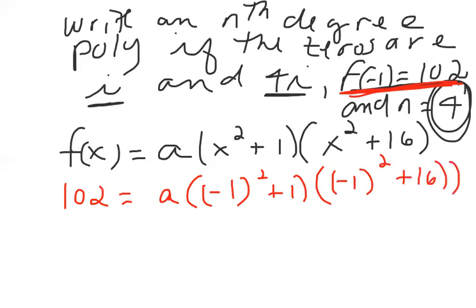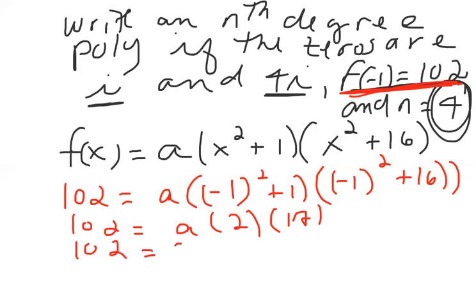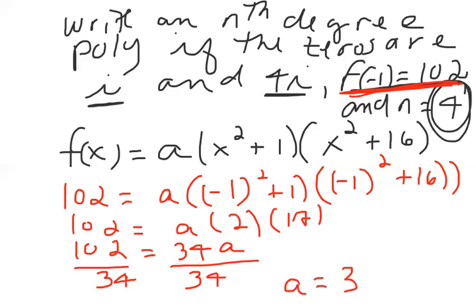What am I looking for? The value of a. So now, guys, 102 will equal -1 squared plus 1, which is 2. -1 squared is 1. 1 plus 16 is 17. And then I multiply, so I get 34a. And then divide both sides by 34. Remember, I'm looking for the a value. And I think, guys, this comes out to 3. Check me on that. Does it come out to 3? Yeah, it does. Nice. So the leading coefficient is going to be 3.